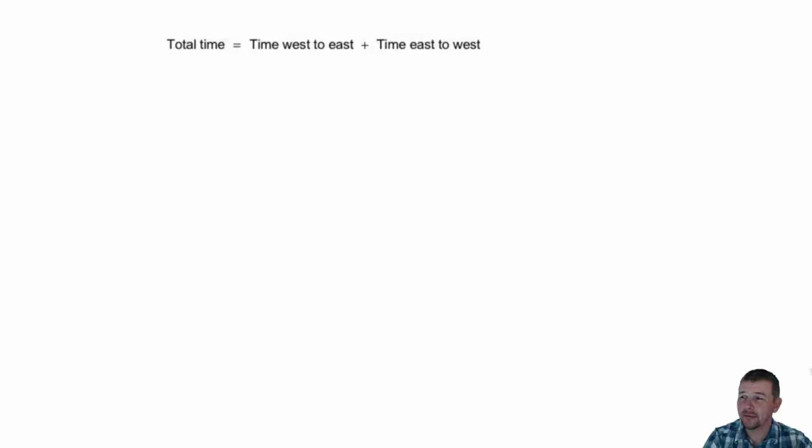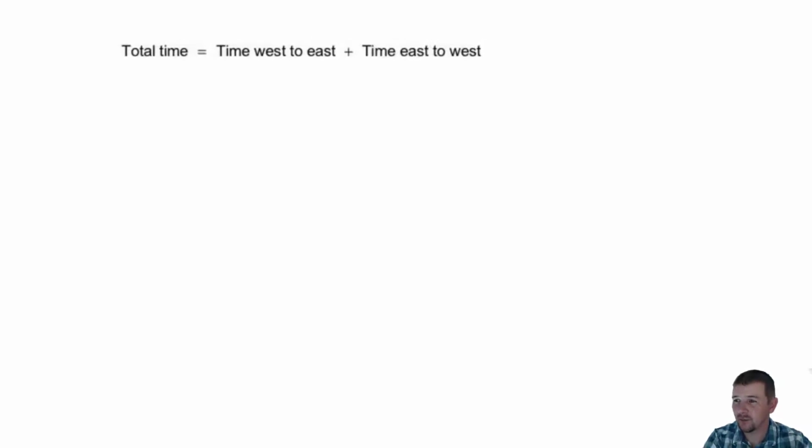Well, we know the total time for the round-trip flight is the time from west to east plus the time from east to west. In this case, that's 7.75, the total time, equals 1,850 over 480 plus x, having a tailwind, plus 1,850 over 480 minus x, facing a headwind.